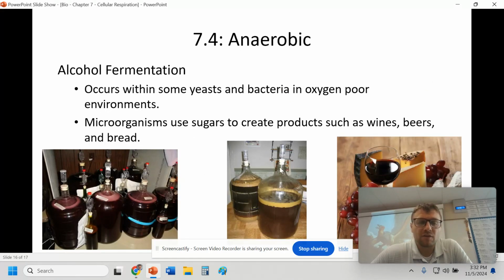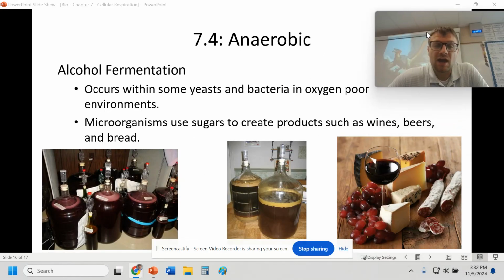The other type of fermentation or anaerobic respiration is alcoholic fermentation. This is where these cauldrons or vats are filled with some sugars and different ingredients, and yeast and bacteria will break them down and actually produce things like beers, wines, and even bread. So what happens is we make an anaerobic environment, an environment without oxygen, and these bacteria will actually use the sugars to produce things, like I said, wines and beers and bread.